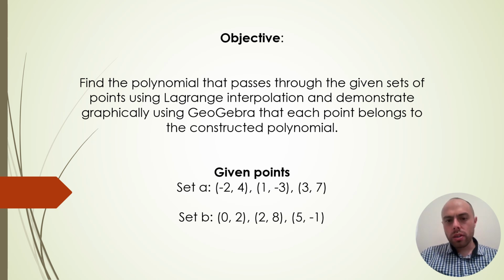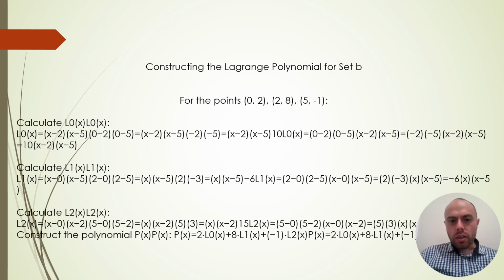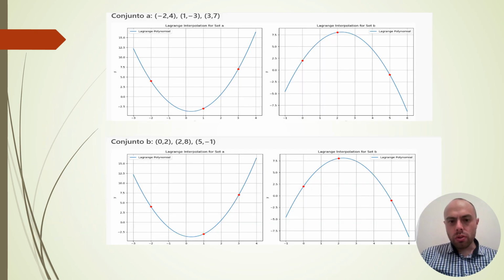Given the points of set A and set B, construct the Lagrange polynomial for set A from the points, calculating L0, L1, L2. Then construct the Lagrange polynomial for set B from the points, calculating L0, L1, L2. And this is the graphics of the GeoGebra for set A and set B.